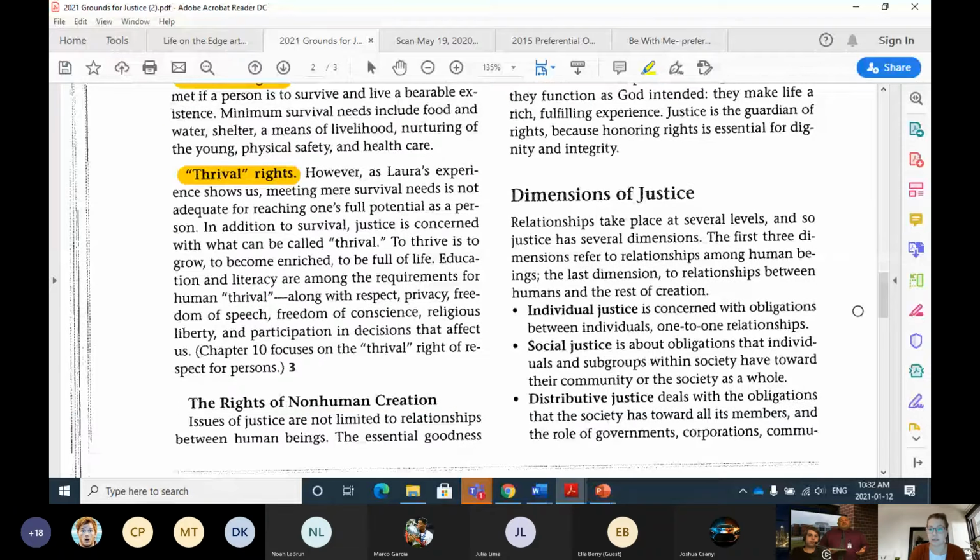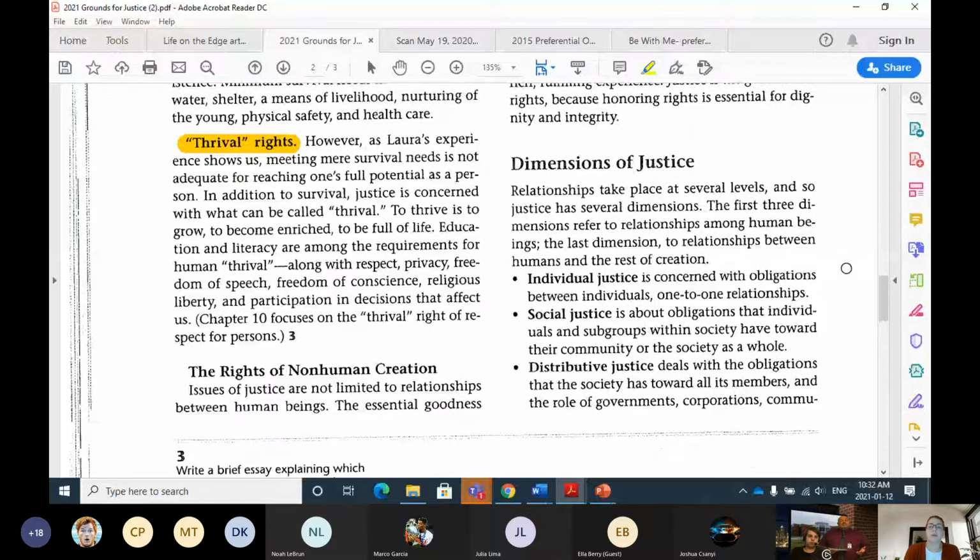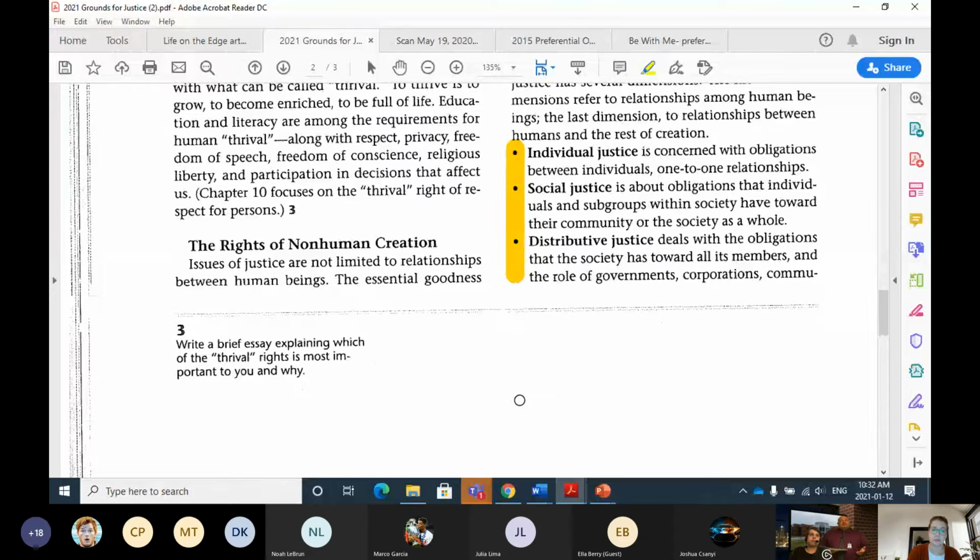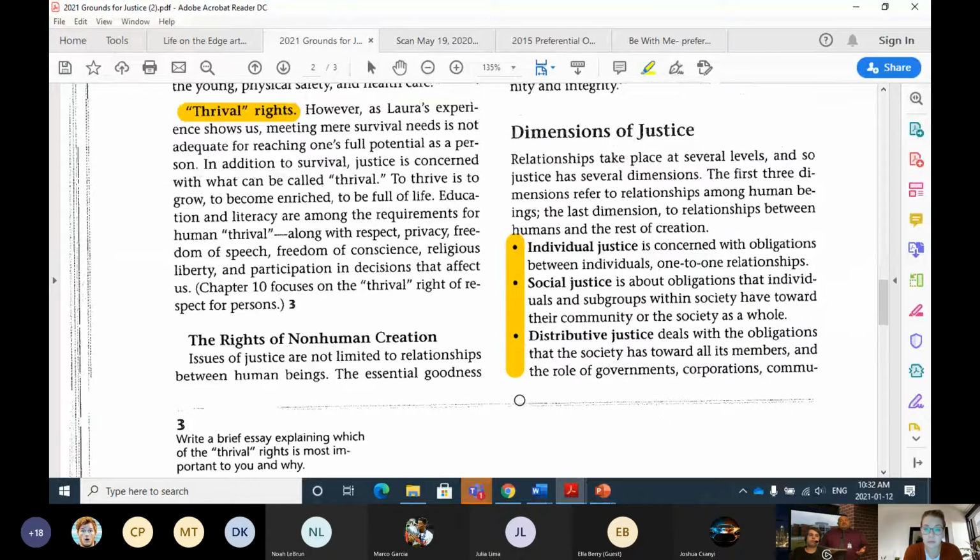Okay, so dimensions of justice. This is important. Relationships take place at several levels, and so justice also has several dimensions. The first three dimensions refer to relationships among human beings, and the last dimension to relationships between humans and the rest of creation. So make sure you have all of these highlighted. And there's another one on the next page.